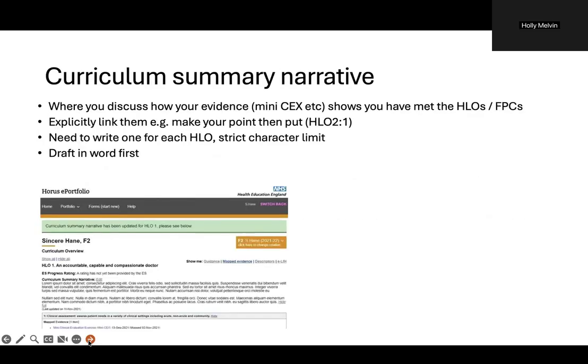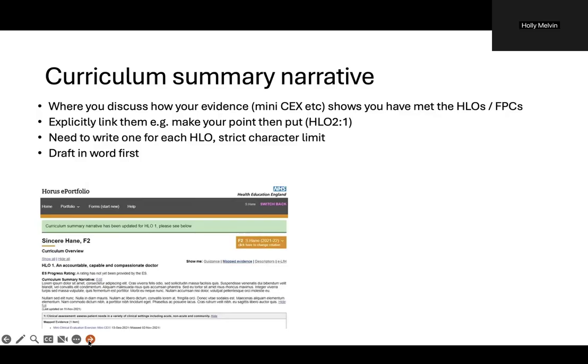So the curriculum summary narrative is on your portfolio in the space between the HLO and where you've put all of your evidence. And it's basically a little spiel about how you've reached that HLO. So you discuss your evidence, your CBDs, your reflections, your mini-CEXs, and how those things mean that you've met the HLOs.